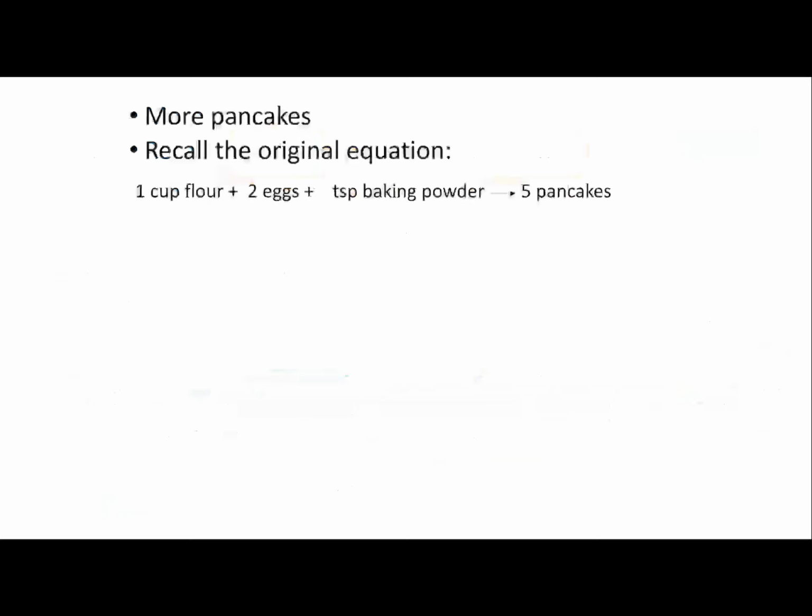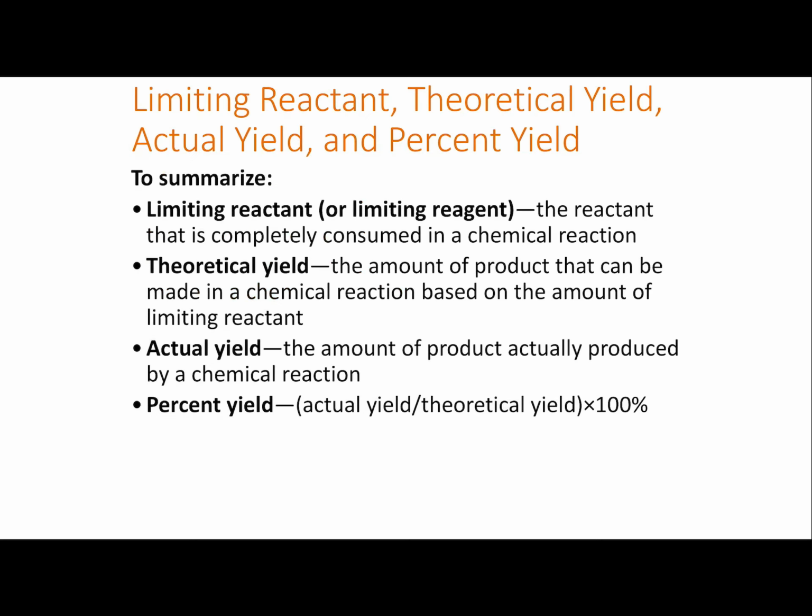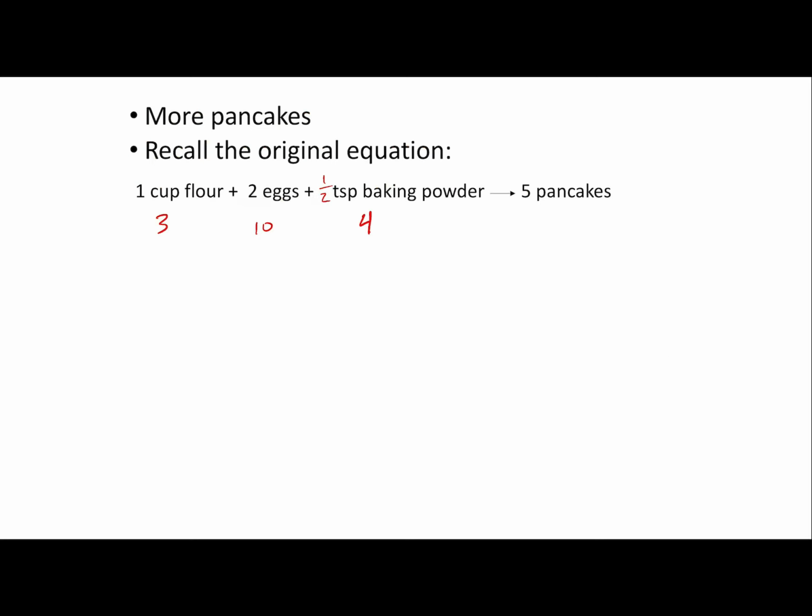So coming back to our pancake example, remember the equation? 1 cup of flour, 2 eggs, half a teaspoon of baking powder, and 5 pancakes. So suppose that we actually have 3 cups of flour, 10 eggs, and 4 teaspoons of powder. Well, then how much pancake can we actually make? And so that's where we're going to get to these concepts here: limiting reactant, theoretical yield, actual yield, and percent yield. So let's work through this.